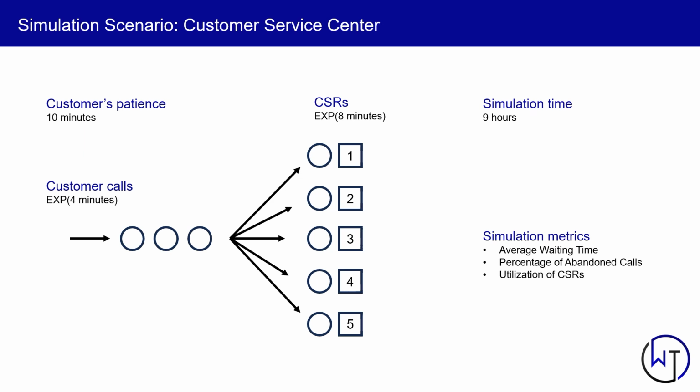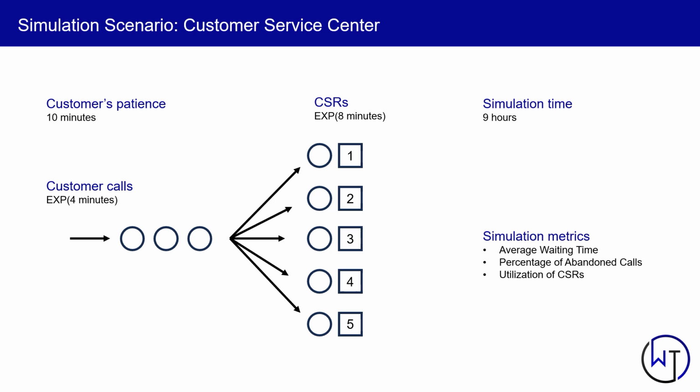For the simulation metrics or KPIs, we have the average time customers spend waiting in the queue before being served by a CSR, the percentage of calls abandoned due to exceeding the maximum waiting time, and the percentage of time each CSR is occupied with handling customer calls. Lastly, the simulation assumptions. The customer service center operates efficiently with no CSR downtime or other factors causing delays. The CSRs have a constant level of efficiency throughout the simulation, so there are no failures. Calls are answered in the order they arrive. It's the first in, first out queue discipline.